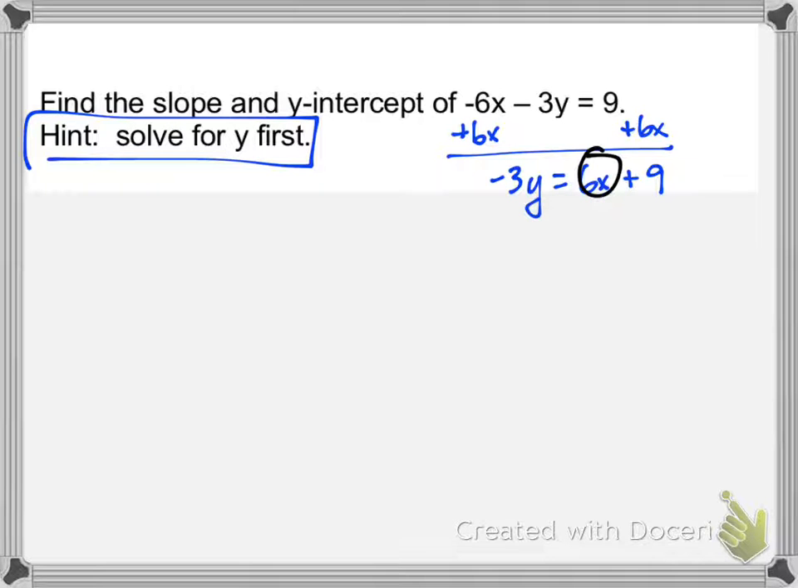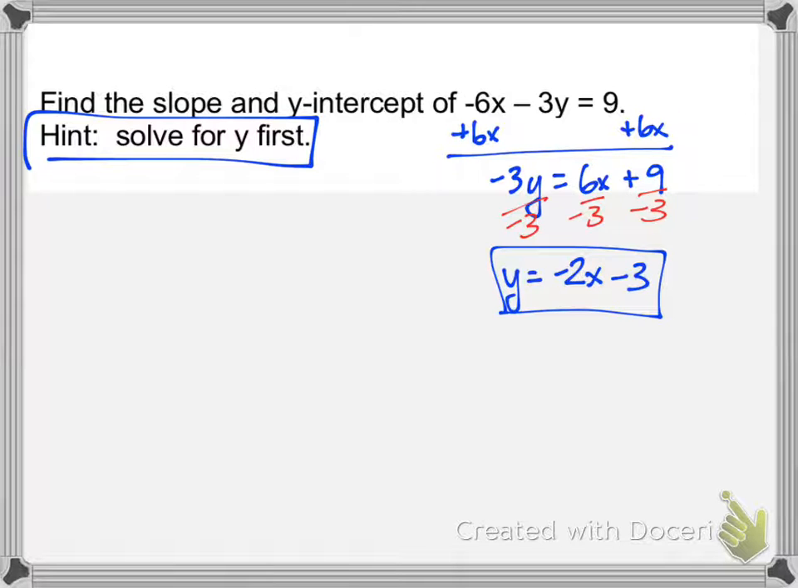I like to write it as the x term before the y-intercept term. And then divide everything by 3. Make sure you divide all the things by 3, not just one or the other. So make sure you get every term divided by that coefficient. And there you go. That is the slope-intercept form of that equation.